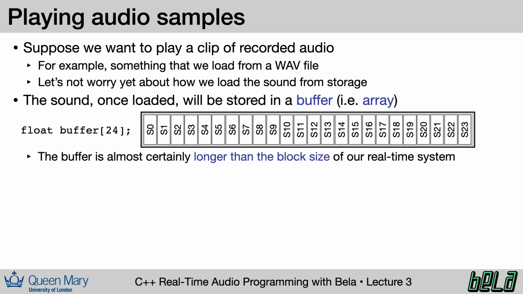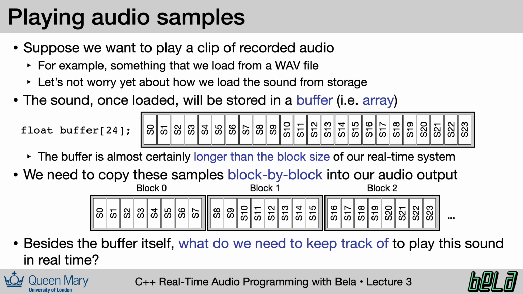The sound, once it was loaded, was stored in a buffer, which in C++ was basically just an array, a series of values ordered one after another in memory. Now, the issue that we had last time was that the buffer containing the sound was almost certainly longer than the block size of our real-time system, and so we had a challenge copying the buffer block by block into our real-time audio output. And the problem that we had was that we needed to keep track of where we left off at the end of each call to render.